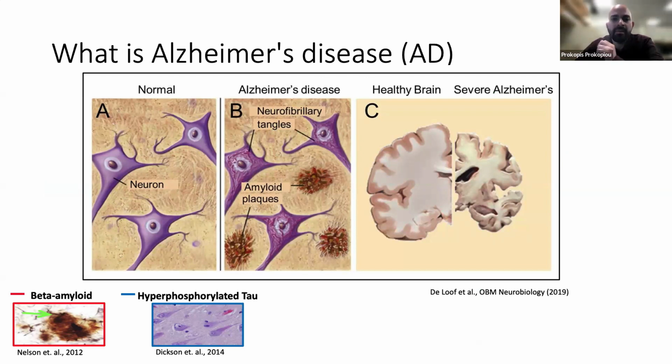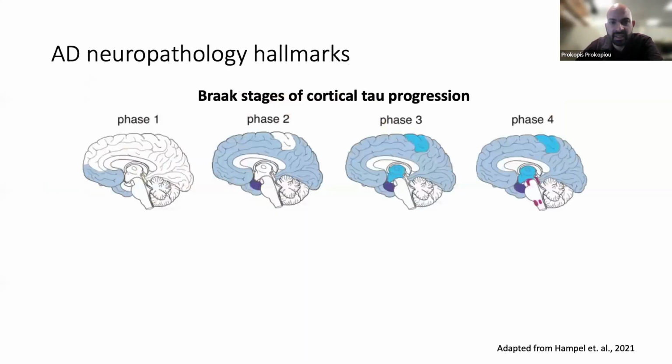Now, during this long preclinical stage of the disease, we have the accumulation of extracellular beta-amyloid plaques and intracellular neurofibrillary tangles of hyperphosphorylated tau. The accumulation of these proteins can lead to brain atrophy, which typically occurs at the later stage of the disease, and which is highly associated with cognitive decline.